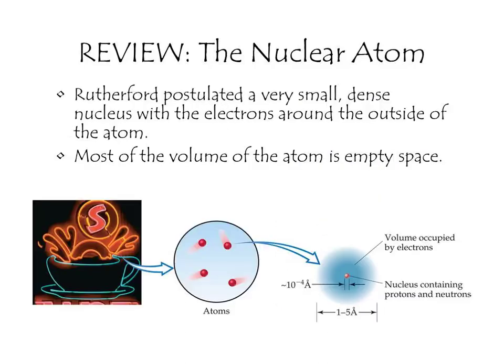So Rutherford came up with the idea that there was a very small, dense nucleus that was positively charged, with electrons around the outside of the atom, which is mostly empty space. Now, on top of Rutherford, later on in 1932, James Chadwick came up with the neutrons, and the neutrons were the buffers that prevented positive charges from repelling each other.